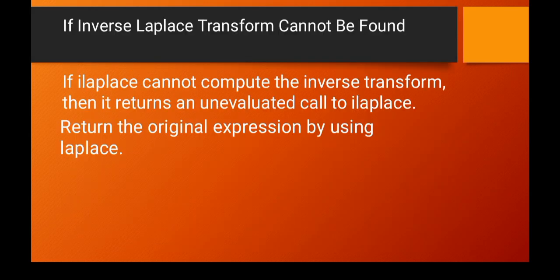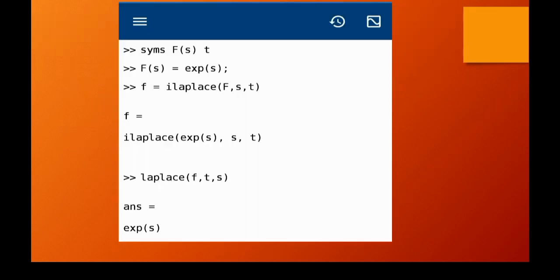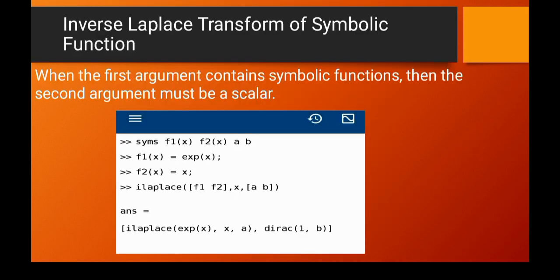If the inverse Laplace transform can't be found, then what can we do? If it can't compute the inverse transform, it results in an unevaluated call to ilaplace. So we return the original expression by using laplace. That is, if I have a function exponential of s and take ilaplace of f of s with respect to t, ilaplace will give me that unevaluated call. Then I apply laplace first and it gives me exponential of s.